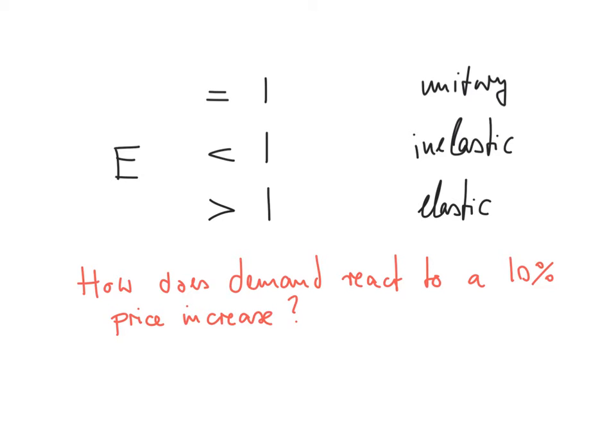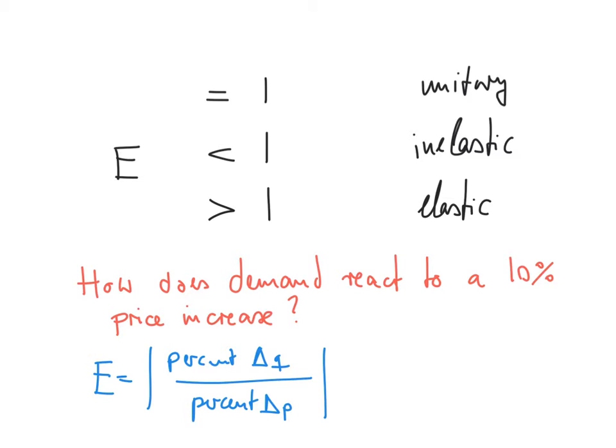But how much exactly does it decrease? Well, we can use our formula for elasticity and our value for elasticity to do this. So remember, from the original definition, E was percent change, percent delta Q divided by percent delta P. So I write this now in a kind of sloppy but hopefully intuitive way.